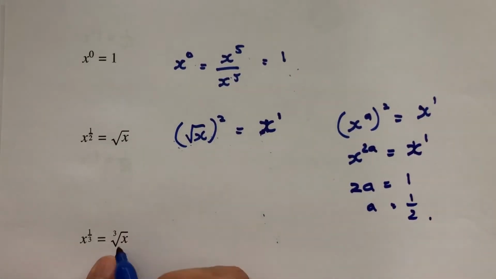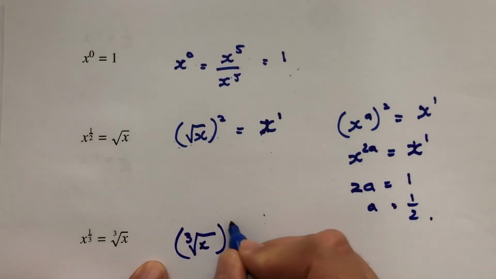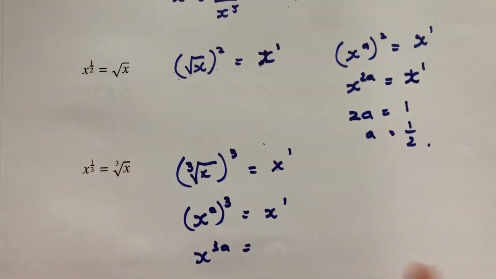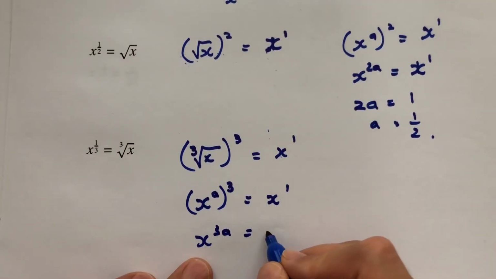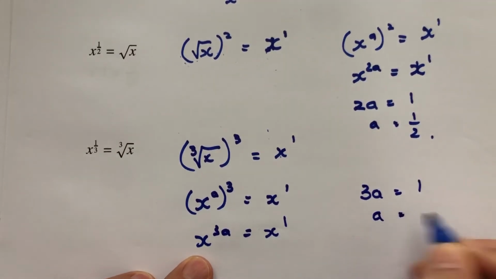And similarly, if we're saying the cube root of x cubed, we know is x or x to the power of 1. So if we don't know what the power of the cube root is, x to the power of 3a equals 1. So 3a equals 1, so a equals a third.